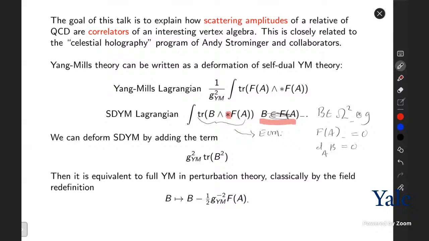Now this self-dual Yang-Mills theory has been studied by many people. I think Chalmers and Siegel were among the first. It's related to ordinary Yang-Mills theory by adding on this term here. Once we add on this term to the Lagrangian, the two theories become equivalent in perturbation theory. Classically, we see that they're equivalent because we take this first order Lagrangian, perform a field redefinition like this, and it becomes the second order Yang-Mills Lagrangian.